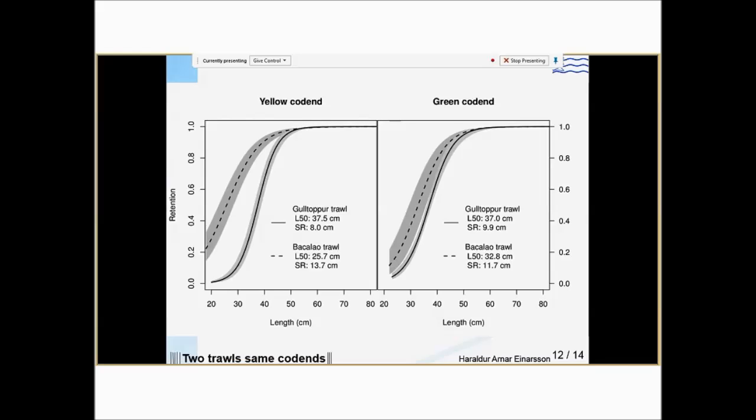That is like the fleet are using it. There are hardly any fish escaping this trawl, but this trawl is okay by the law. It has 135 millimeter mesh size. So it's okay.